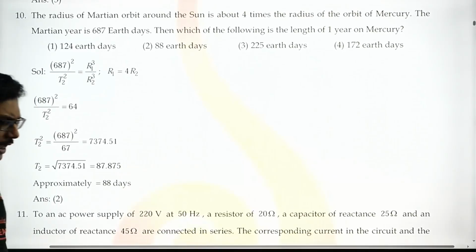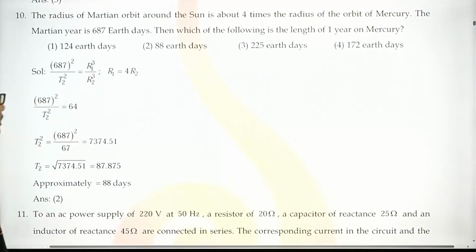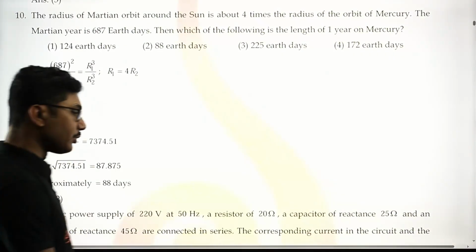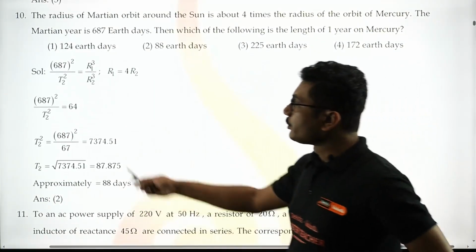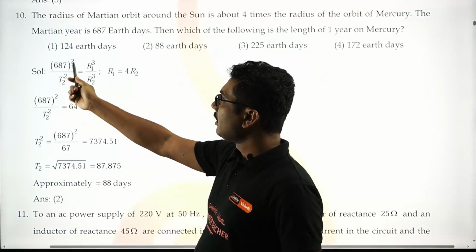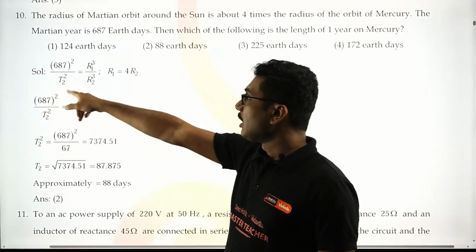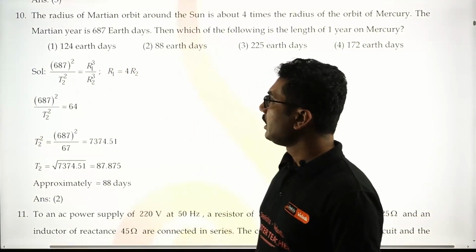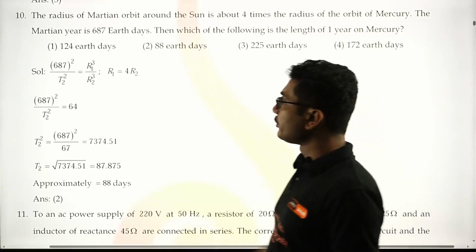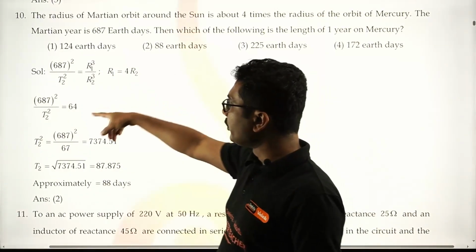So we know from Kepler's law of time period that the time period square is proportional to the cube of the average distance from the Sun. So 687 whole square divided by T2 square. T2 is the Martian time period. R1 is the radius of Mars, R2 is the radius of Mercury. It says R1 is 4R2 because it's 4 times. So if you put in the value, you will get 64.